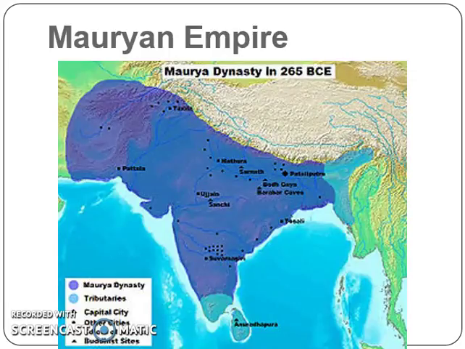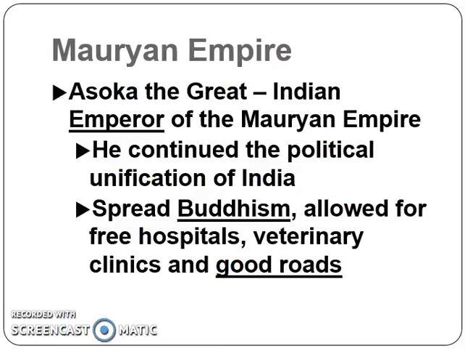So we'll talk about two empires in this video. The Mauryan Empire is the first that we will cover. And this is the area that the Mauryan Empire covered in 265 BC or BCE, all of this dark area. If we take a look at our key, that's how we know that color represents the Mauryan Empire or the Mauryan dynasty. Ashoka the Great was emperor of the Mauryan Empire.